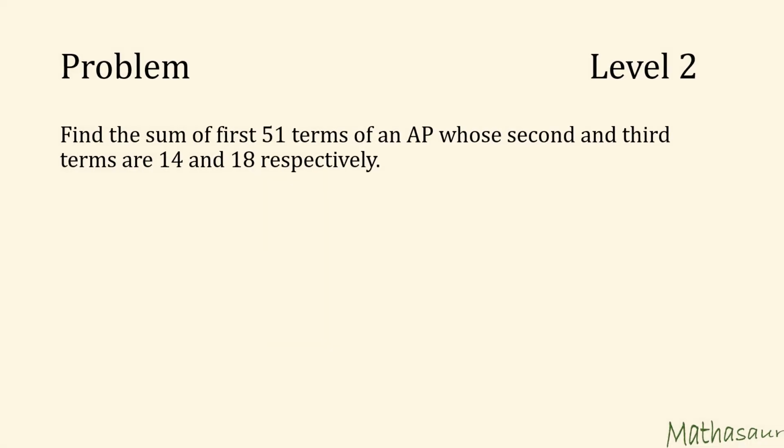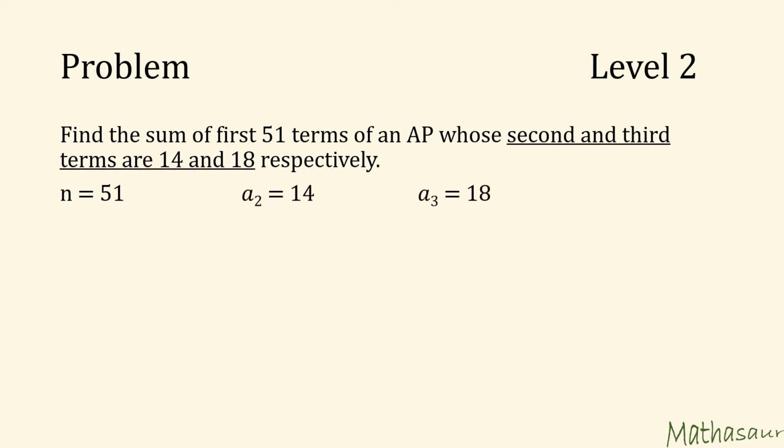Let us look at another problem. Find the sum of first 51 terms of an AP whose second and third terms are 14 and 18 respectively. Let us write down everything that we are given. So we are looking at first 51 terms. So n is equal to 51.